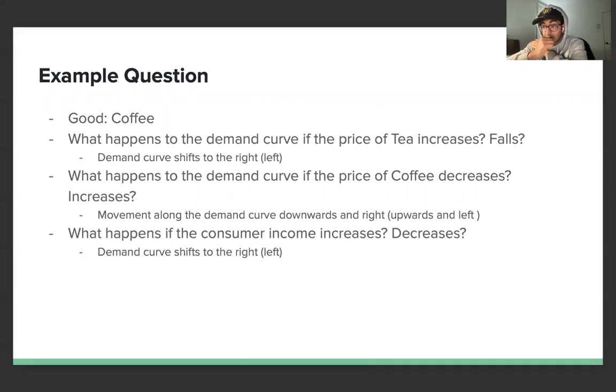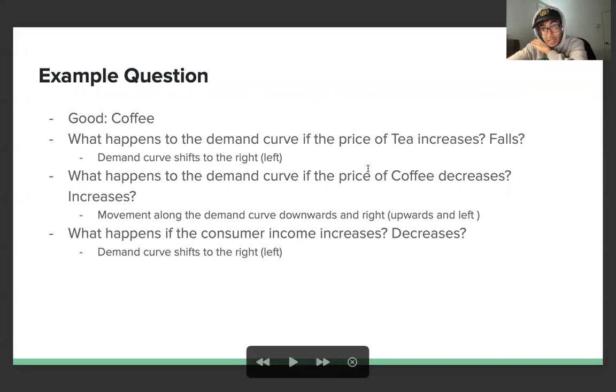Now, why is that? It's because since tea is a substitute good, when a substitute good's price increases, your own good becomes relatively cheaper, and that's why people start shifting to coffee more. So the entire demand curve shifts to the right. And same logic goes for when the price of tea falls, or tea becomes relatively cheaper, and that's why the demand for coffee shifts to the left.